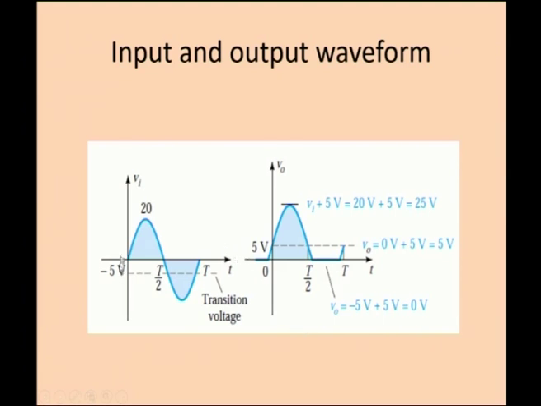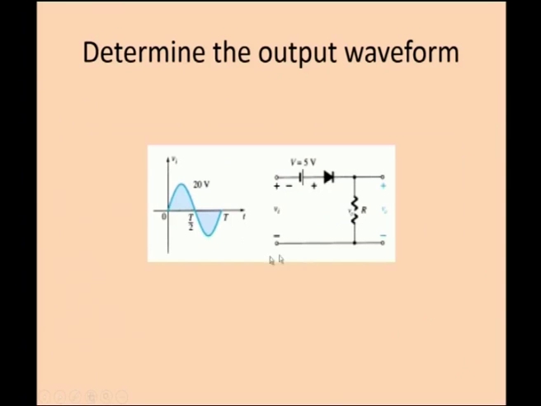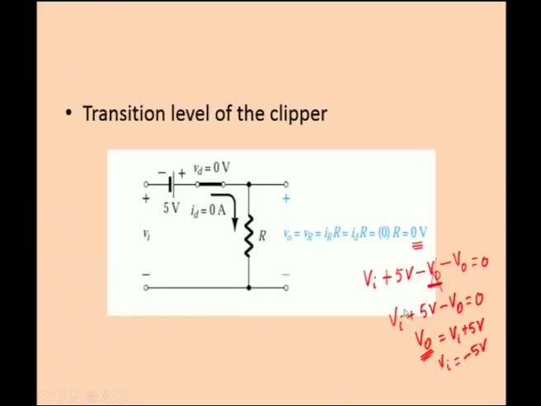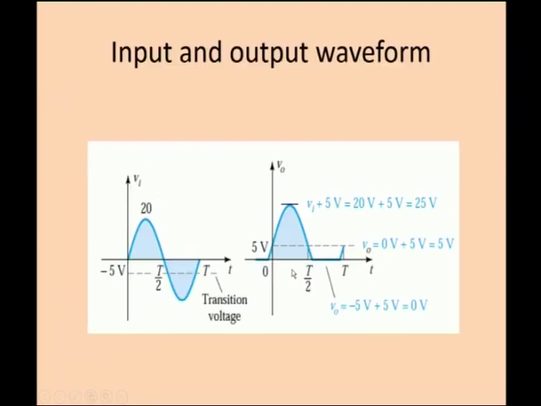So, here this is the input waveform and this is the output waveform. This is 20 volts, it is the peak voltage in the input, and this is minus 5 volt. This is the transition voltage of the clipper. We have just now seen in this circuit, Vi is equal to minus 5 volt, right.